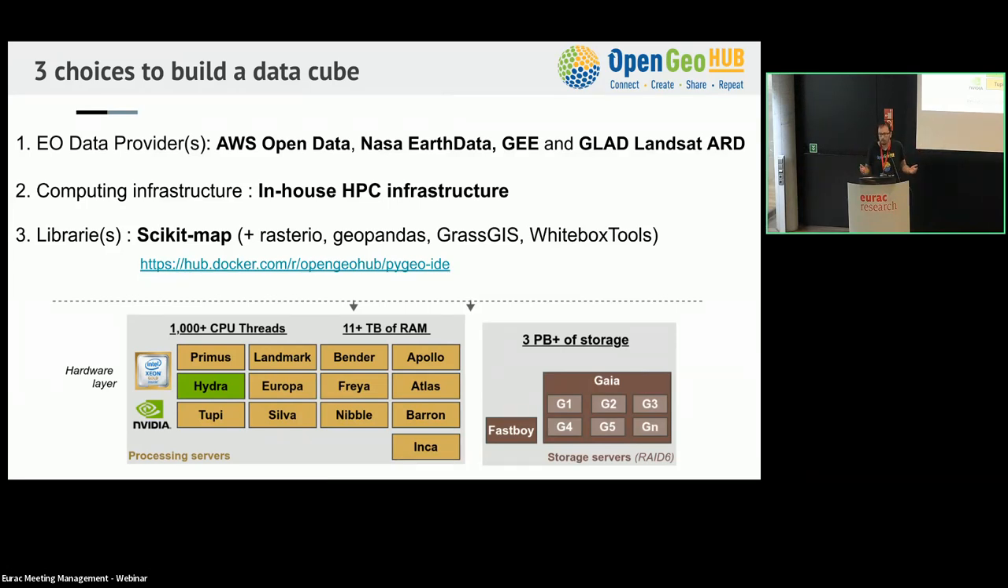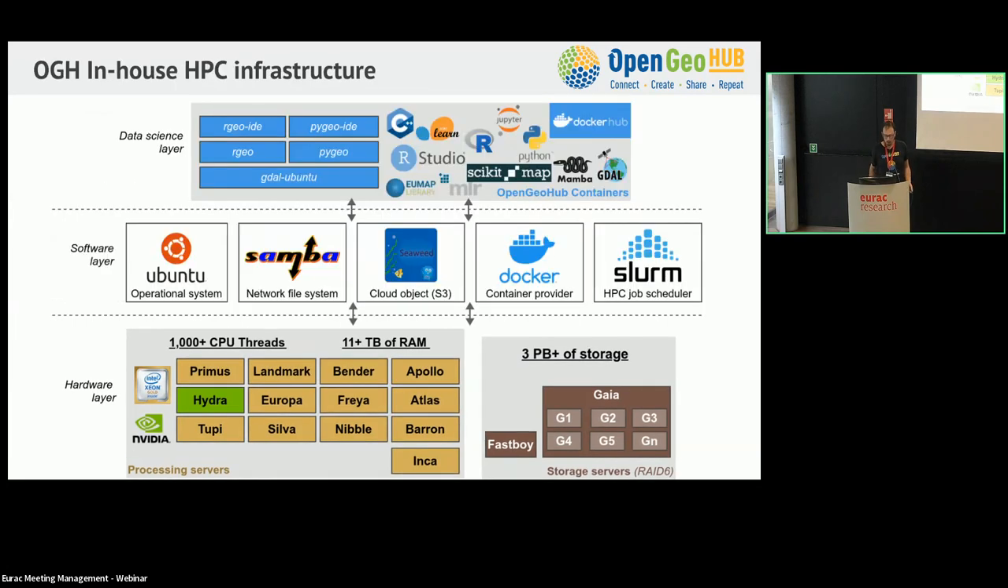Since it's our own infrastructure, it's quite easy to start using as many as possible of the solutions that are around. So this is our current infrastructure. Basically we have about 3 petabytes of storage and more than 1,000 CPU threads. We also have the problem, even internally, of moving the data to the processing service because they are literally physically different servers.